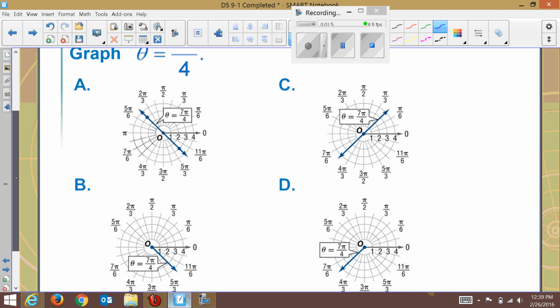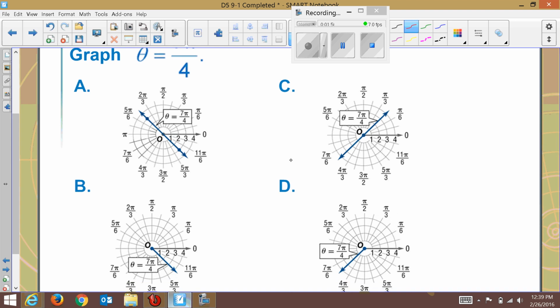Now, we were looking for 7 pi over 4. If you remember the rules, 7 pi over 4 would be in the fourth quadrant. So I'm looking for something that points in the fourth. It has to either be A or B. It's going to be a full line. So this is 7 pi over 4.